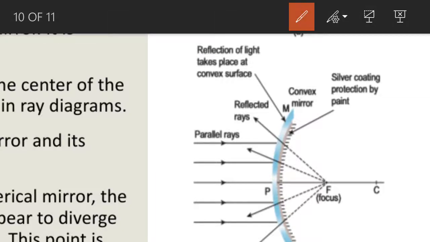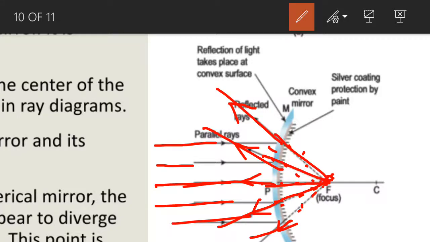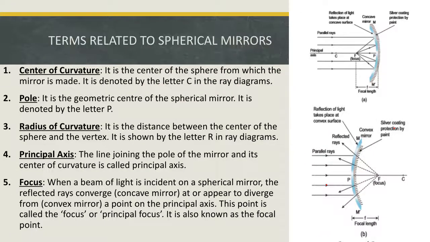You can see it even in the case of a convex mirror. A convex mirror will always diverge the light rays coming. These are the parallel rays striking the mirror, and after striking, it's a diverging mirror, so the light will diverge back. If we project the reflected rays backwards, you can see that they all meet at a point inside the mirror, and that point is called the focus in the case of a convex mirror. This is called the focus or principal focus, also known as the focus point. It is always represented by capital letter F.